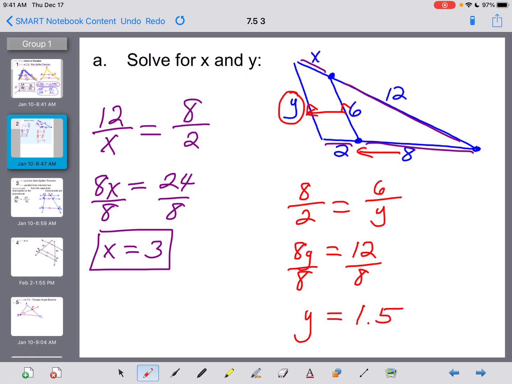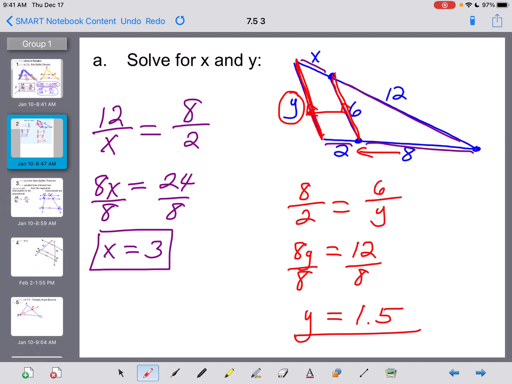And if I ask you to think about whether or not it's realistic that y could have a measurement of 1.5, mull that over for a minute, most people recognize that that's not realistic. This piece right here has a length of 6. We know that. And it certainly seems logical that this piece right out here, which is parallel to it, would have to be longer than that 6 right there. And this is what I mean when I talk about people over-applying the side splitter theorem.